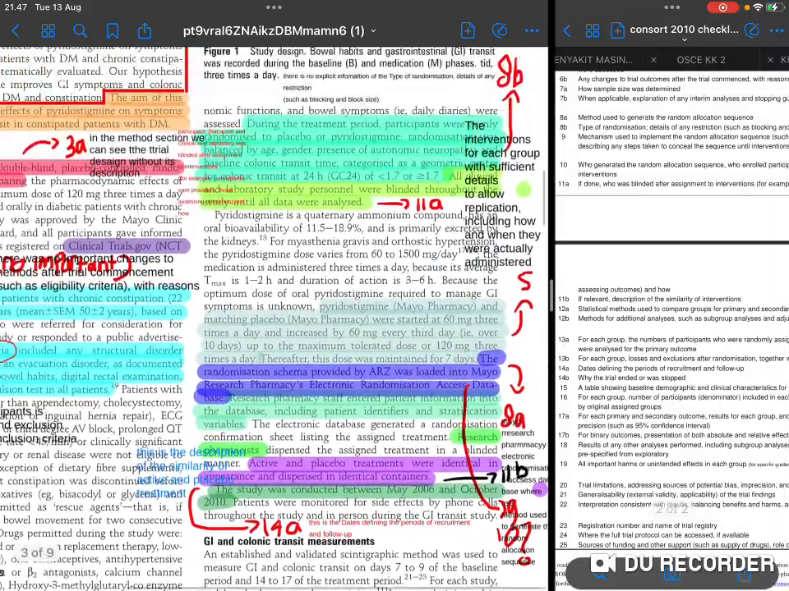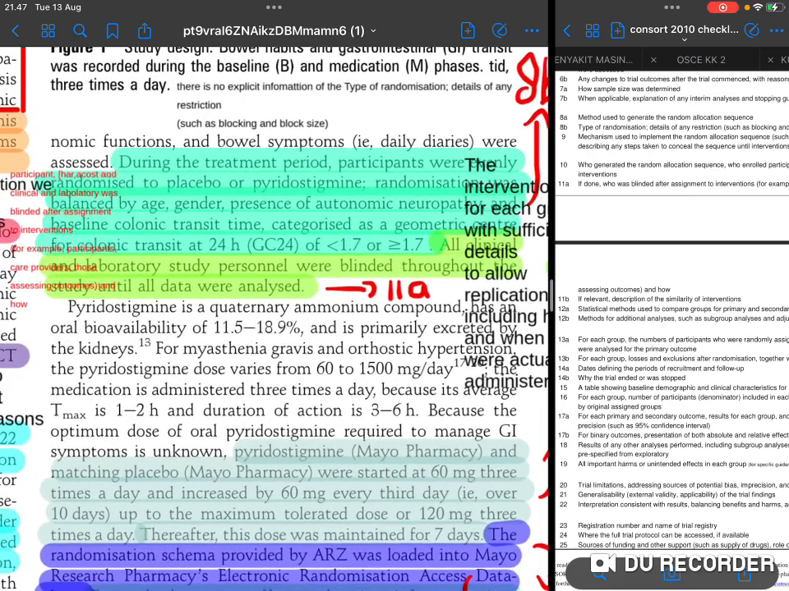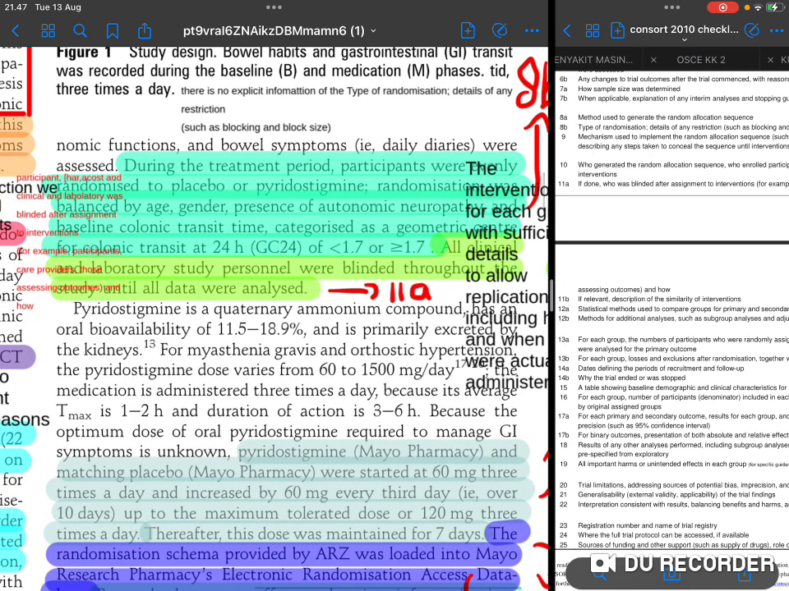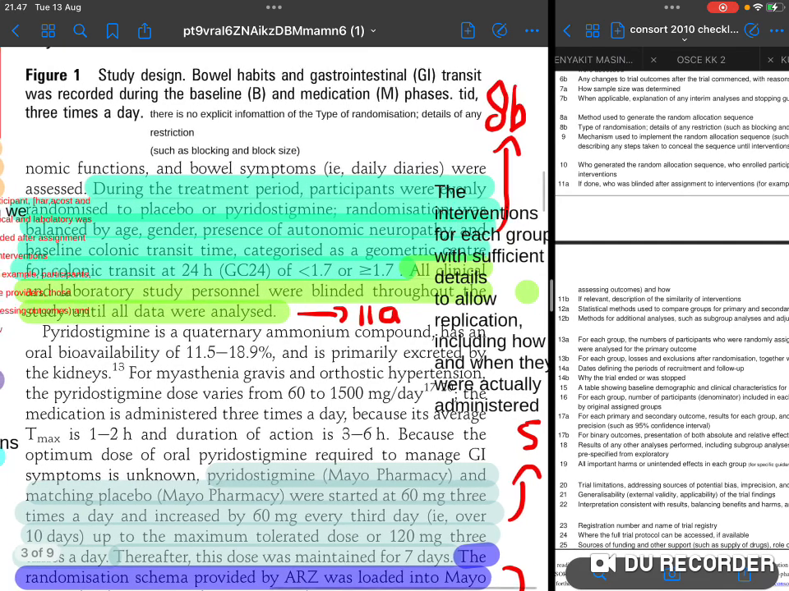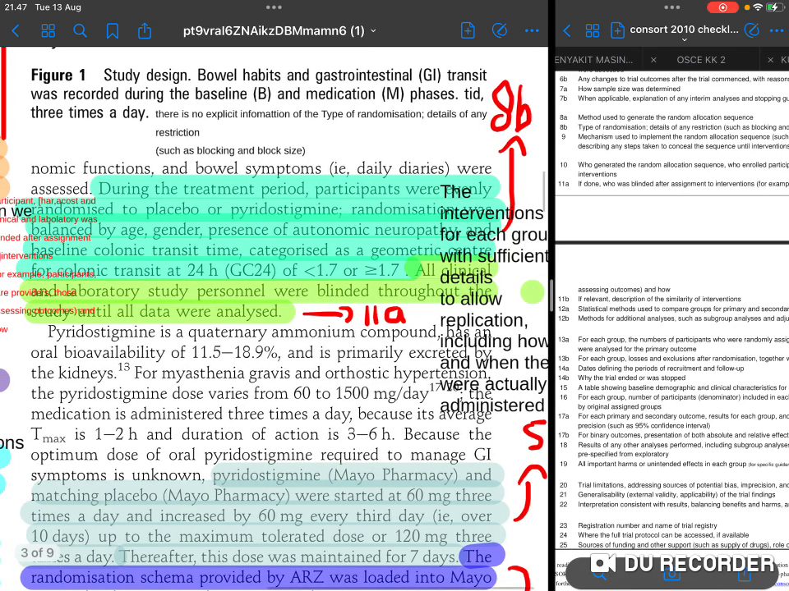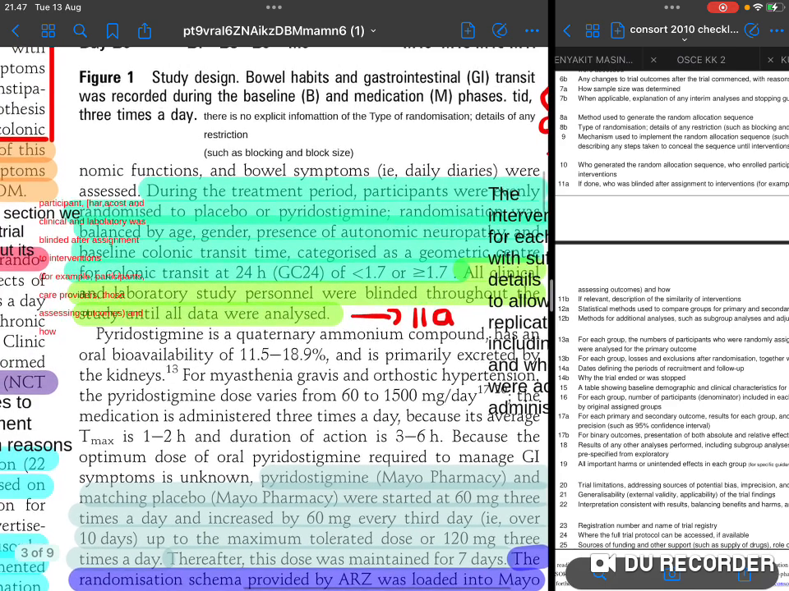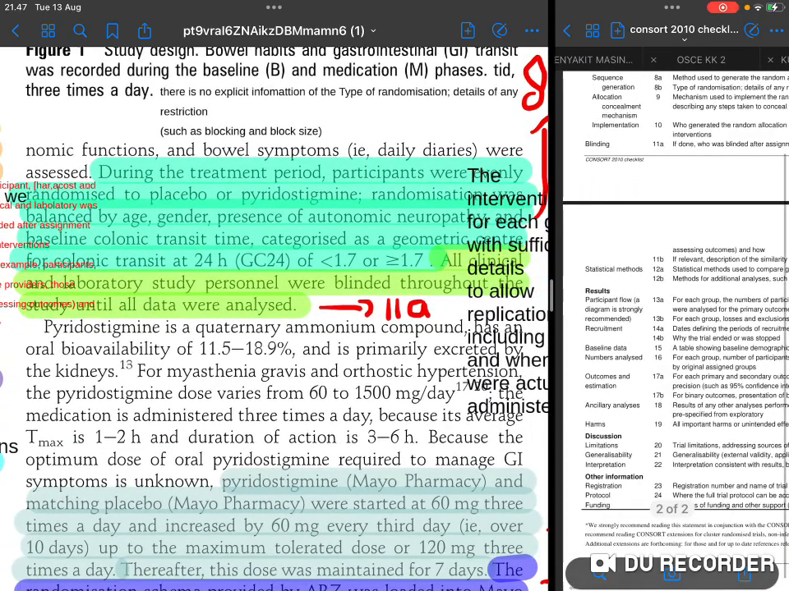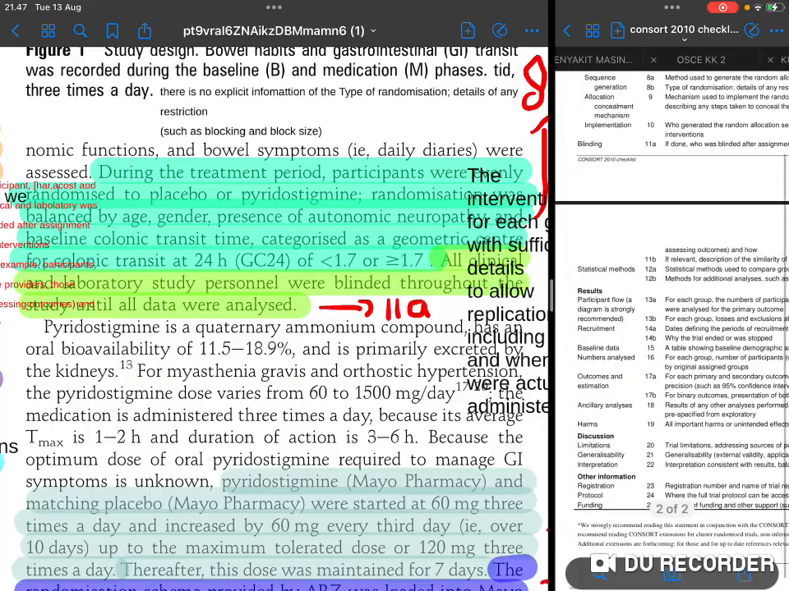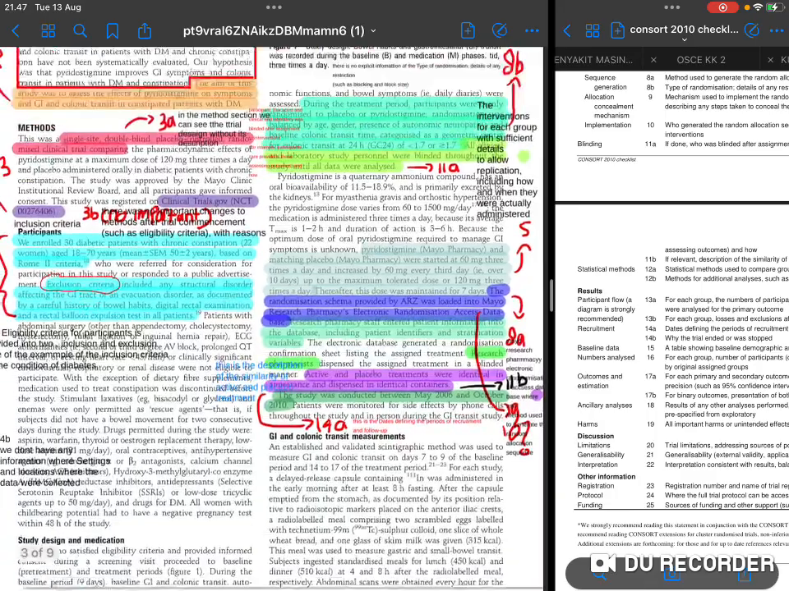The type of randomization, what is the type? It was only written during the treatment period. Participants were only randomized to placebo or pyridoxine. So it's containing the information of the randomization. And then the allocation is the Mayo Pharmacy. What else?